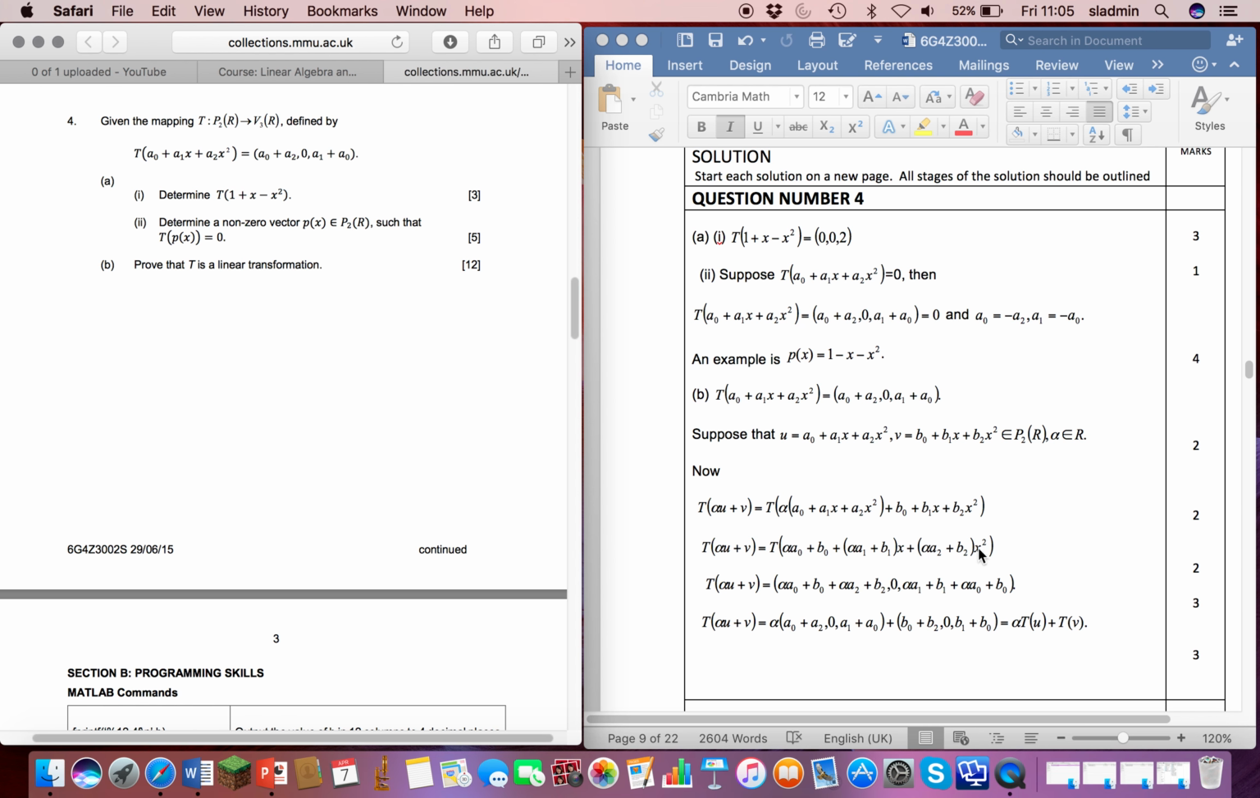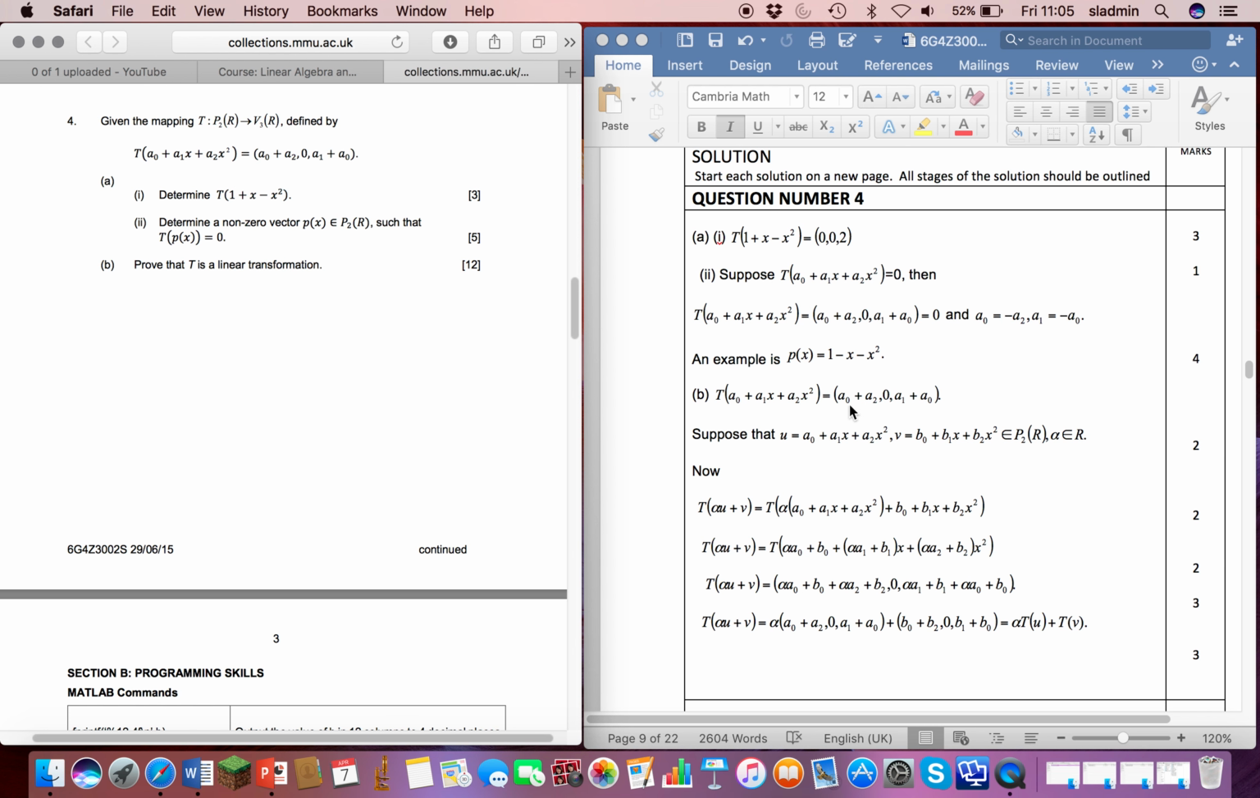Now we want to know the new constant coefficient. The new constant is alpha a0 plus b0. The new coefficient of x is alpha a1 plus b1, from alpha times this plus this. And finally, the new coefficient of x squared is alpha a2 plus b2. We now apply the mapping T onto this polynomial. T of the polynomial gives us this three-dimensional vector, so we apply this mapping to this polynomial, and here is our resulting vector.